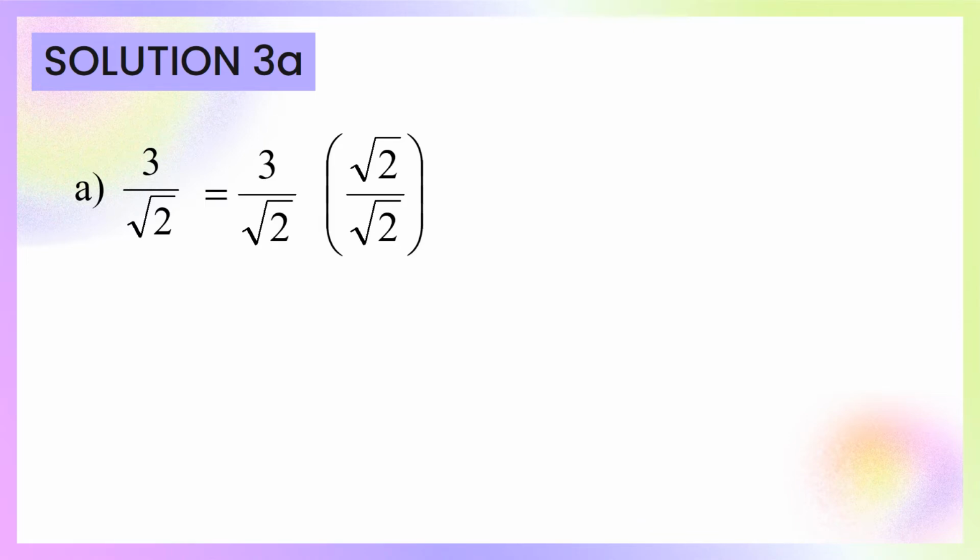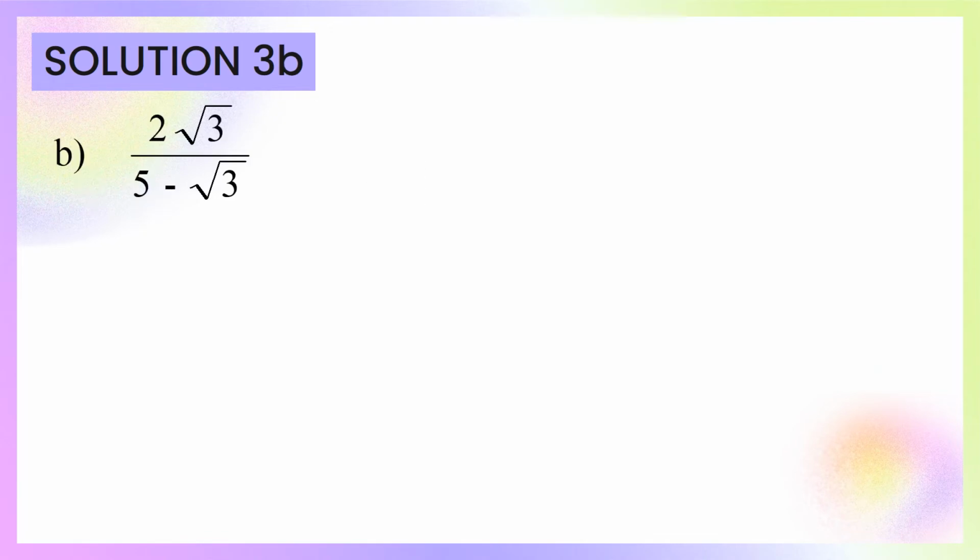And then, the first step, you need to multiply 3 over √2 with √2 over √2. So this is the surd of the denominator. Okay, so then we multiply on top we have 3 and √2. So then we get 3√2. Bottom we have √2 and √2. So then √2 multiplied by √2 we get 2. So finally we get 3√2 over 2.